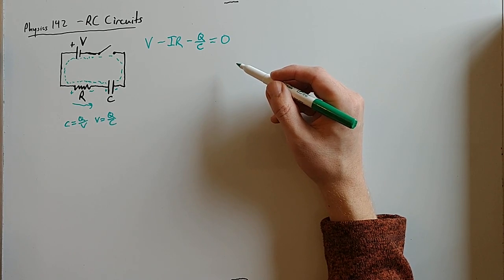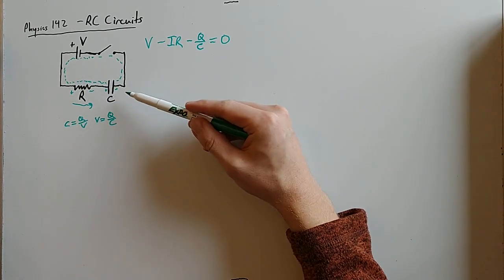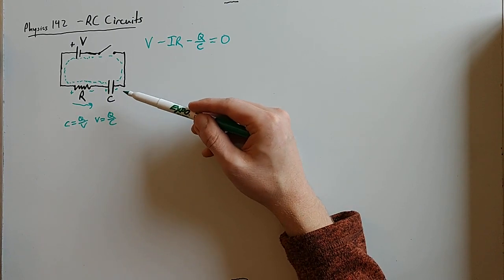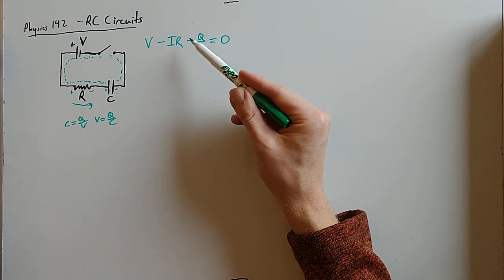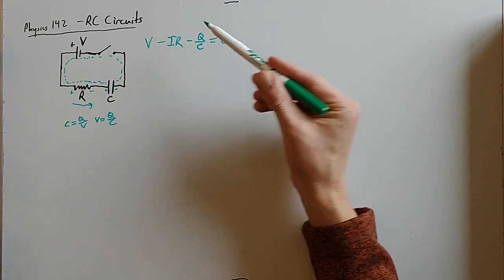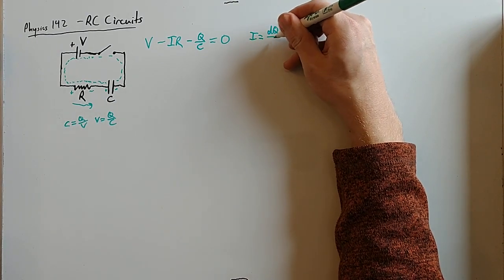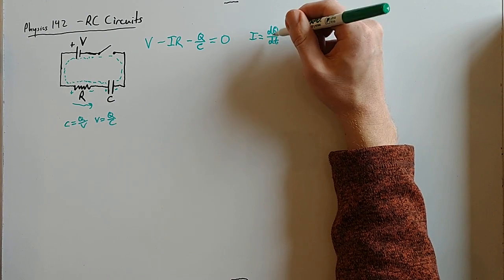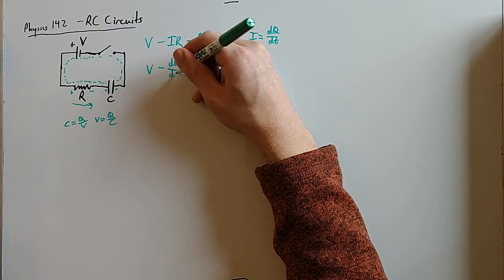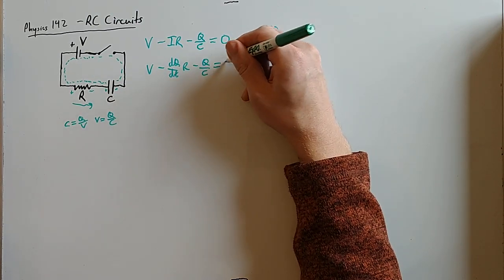If we want to know how much current is flowing at certain times, and how much charge is on the capacitor as a function of time, we actually have a problem, because current, you recall, is related to Q. Specifically, current is the derivative of Q, dQ/dt. So if we write that in here, we have V minus dQ/dt times R minus Q over C equals 0.